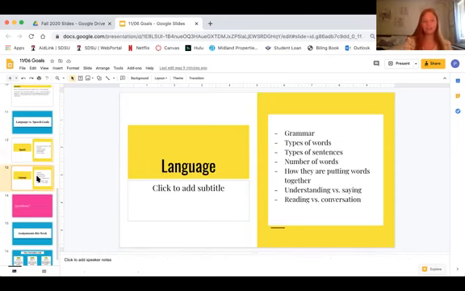And so that takes me into language. This is what we are focusing on at Rosa Parks. This is grammar, types of words, types of sentences, number of words, how they're putting words together, understanding versus saying, and reading versus conversation. Grammar is how words are put together in a sentence, including prefixes and suffixes, and having words in the correct order. Say, the dog wants to go outside versus the dog outside wants to go. That's not correct. And so we want to make sure that they're using correct grammar.